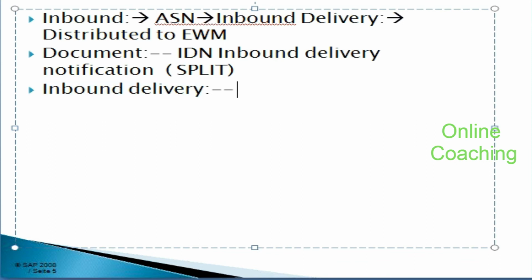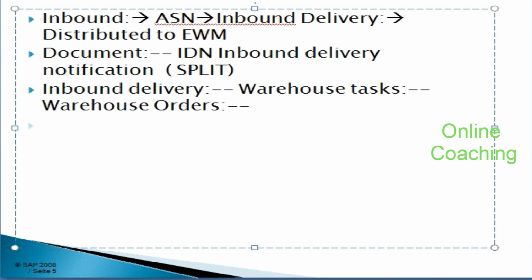On top of this only, we'll be creating the various warehouse tasks. So on top of the inbound delivery, we'll be creating the warehouse tasks, and by combining the warehouse tasks, we'll be creating the warehouse orders. Is it clear now? Yeah. Similarly, in the outbound also, you will be creating an outbound delivery, which will be converted into the outbound delivery request. Is it clear now? Srini, yeah.